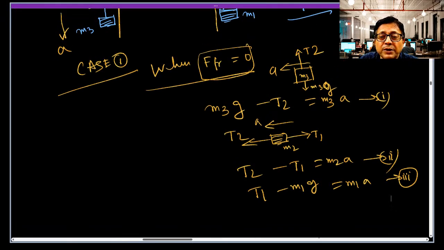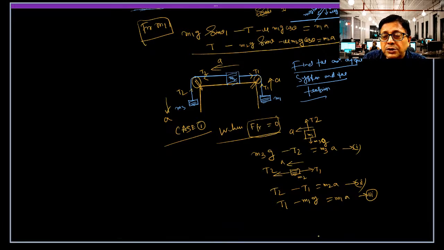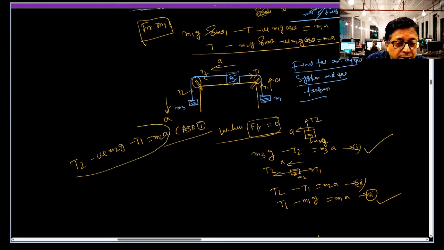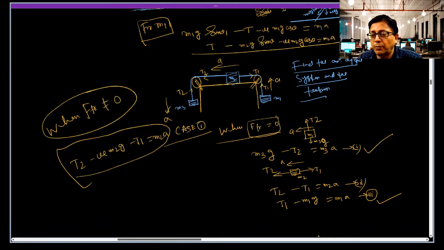If friction is there, how do you modify those equations? This one and this one will remain the same. You agree or not? Only this equation will be changed: T2 minus mu M2G minus T1 equal to M2 into A, when friction is there. Am I correct? So the basic idea of pulley problems is done.